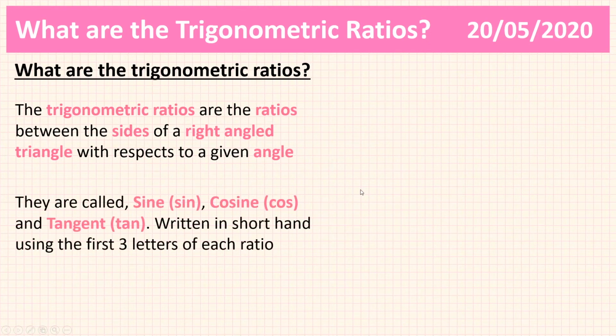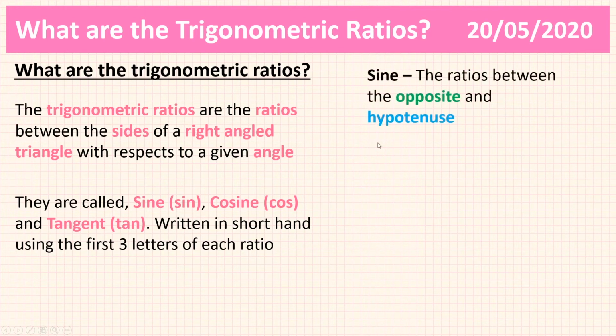The ratios are called sine, cosine, and tangent. We write them usually with the first three letters of each name. So sine is written S-I-N, cosine is written C-O-S, tangent is written T-A-N. So I will call sine, sine. I'll usually call cosine, cos, and I usually call tangent, tan. I will not call sine sin. It's not sin, it's sine.